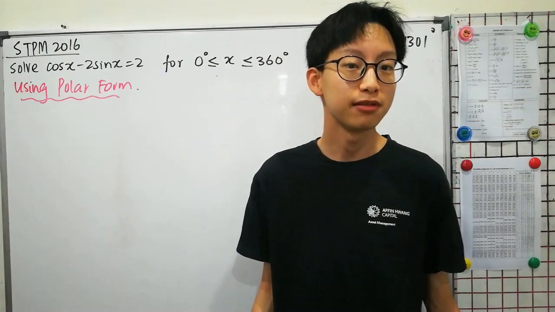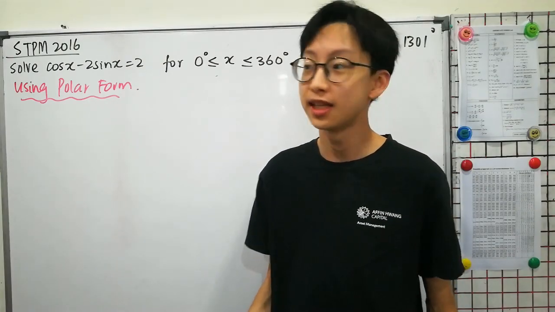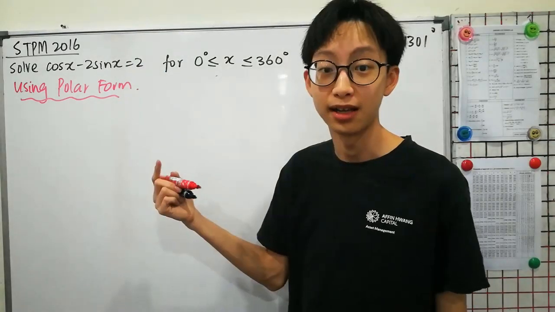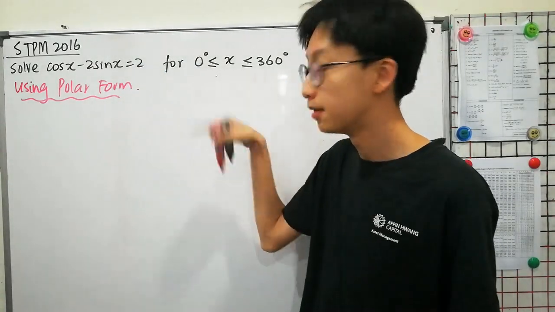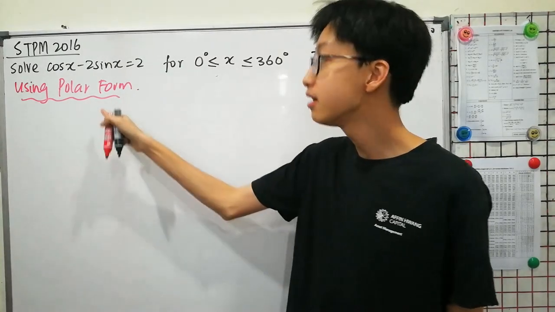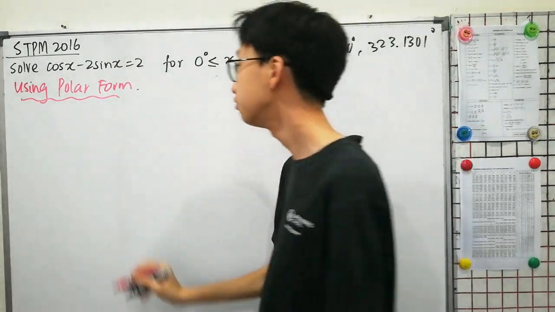The method from just now is simple but has its limitation. That's why we need to sub back into the equation to check our answer, right? But actually, there is a method to solve this kind of problem directly, which is using polar form. Okay, I will show it to you.